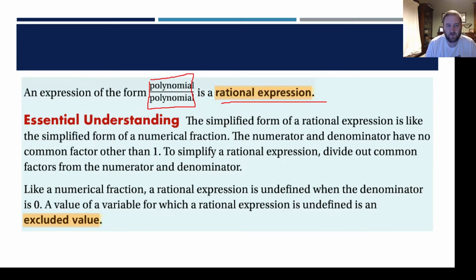The simplified form of a rational expression is like the simplified form of a numerical fraction. The numerator and denominator have no common factor other than 1. So basically our whole goal today is to be able to simplify fractions with polynomials on the top and bottom. To simplify a rational expression, divide out common factors from the numerator and the denominator, in which you may need to end up factoring it in order to be able to divide out common factors.